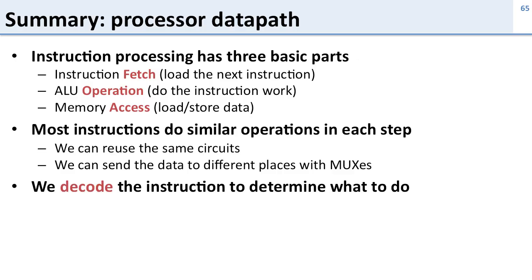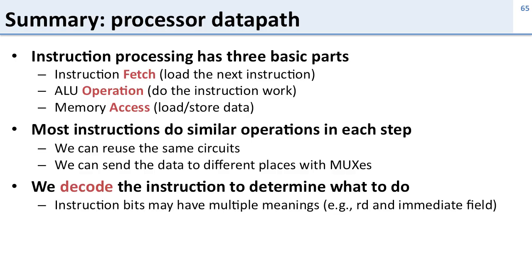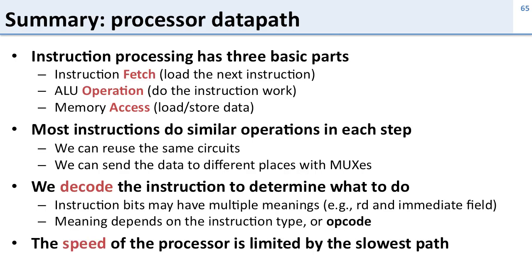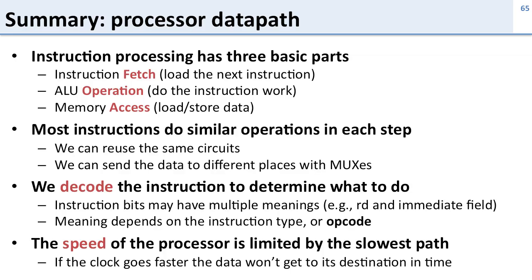We talked about how to decode the instructions to determine what to do, and we mentioned instruction bits may have multiple meanings. So the immediate field uses the bottom 16 bits of the instruction and has different meaning if it's an R instruction or an I instruction. And finally, we talked about the speed of the processor. We talked about how the slowest path through the processor limits the speed because if the clock goes faster, the data won't get to its destination on time.